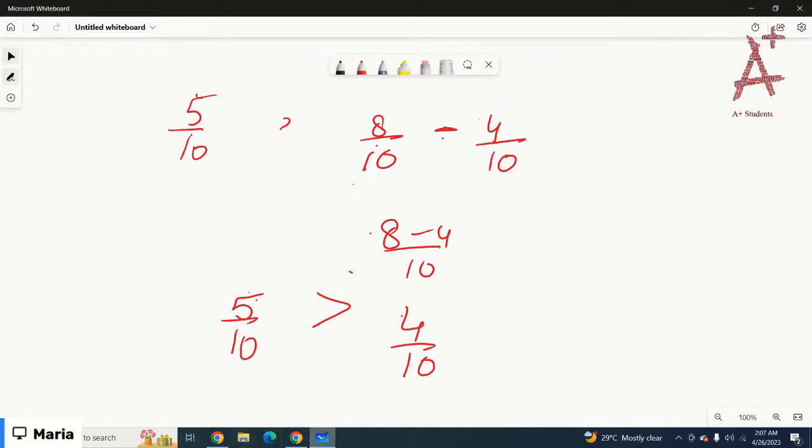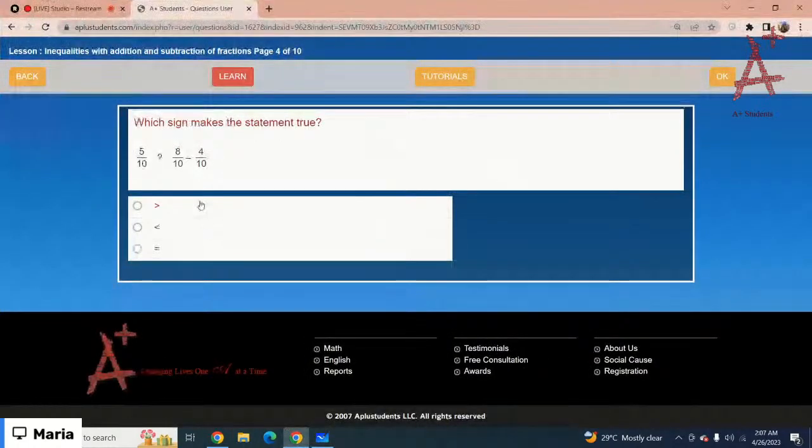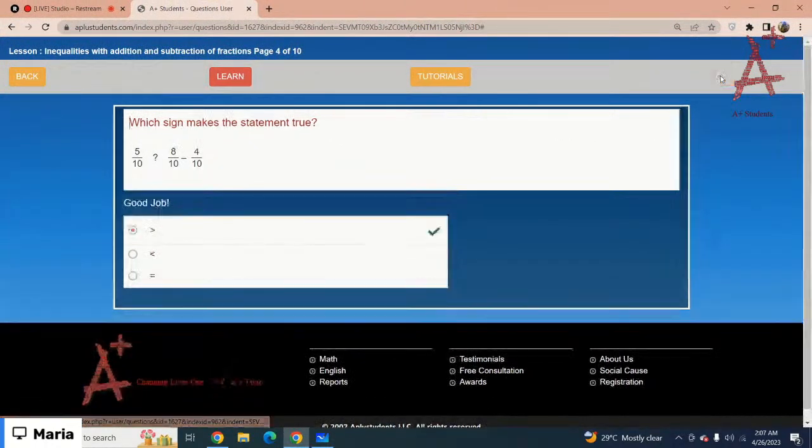So 5 over 10 is greater than 4 over 10. Option number 1 is the correct option. Got it? Okay, let's just move on to the next one.